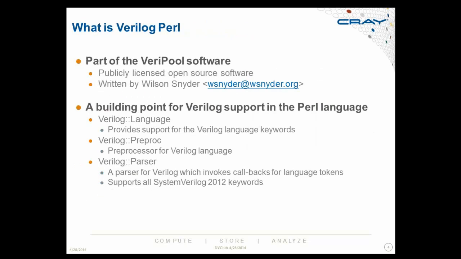So what's Verilog-Perl? It's part of the Veripool software environment. It's all publicly licensed open source, written by Wilson Snyder, who is also responsible for Verilator. It's basically a building block for Verilog support in Perl. There are three main modules to it. The first is general background material for Verilog language keywords. It has a preprocessor, which allows you to take your Verilog source code, pass it to the preprocessor, and get rid of all your tick includes, tick defines and so on. And then it has a parser which can invoke callbacks in Perl for language tokens as it goes through. It supports most of the SystemVerilog keywords.